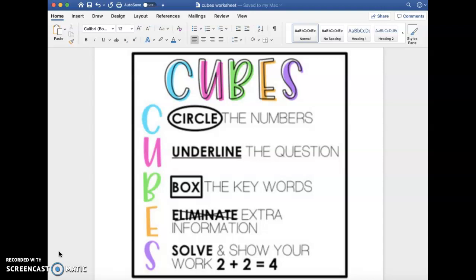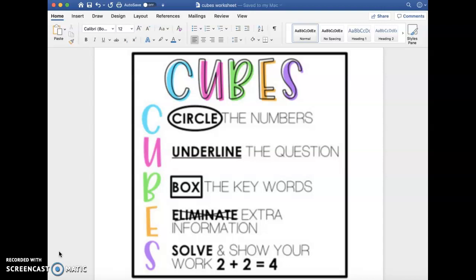So I'm going to teach you the strategy right now, and then you're going to be able to apply it, and then we're going to come back tomorrow during class and we're going to apply it in class with some fun activities. But right now, let's go through and learn what the cube strategy actually stands for and how it's going to help us when looking at an actual word problem.